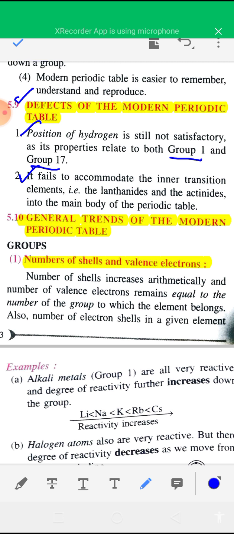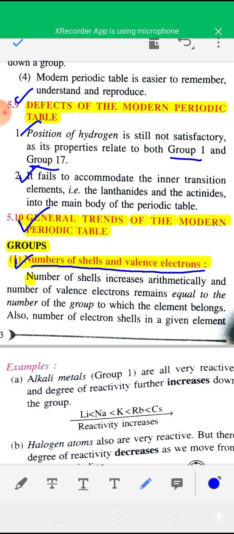Now see the general trends of the modern periodic table. First, in a group, you have to study the different periodic properties across a group and down a group, and across a period separately. Okay, so first in a group: number of shells and valence electrons.